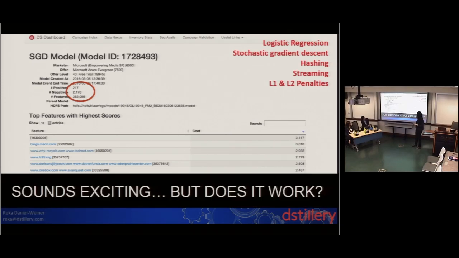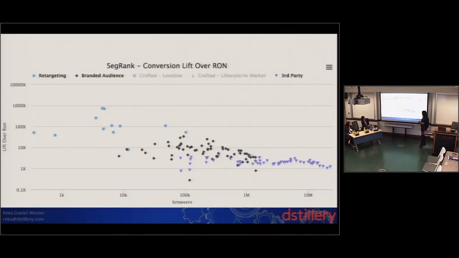So, sounds good. Does it work? What you see here is the number of browsers that we see in one segment. Each of these dots is a segment, a group of people. And then on the y-axis, you see the lift over RON. RON is run of network, meaning how many conversions would you have gotten if you had just randomly presented the ad to anybody in the world. So you see here these little blue dots, I've labeled them retargeting.